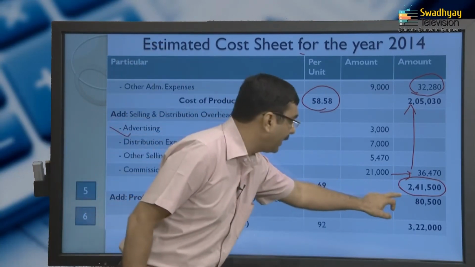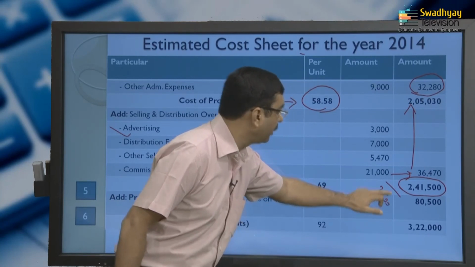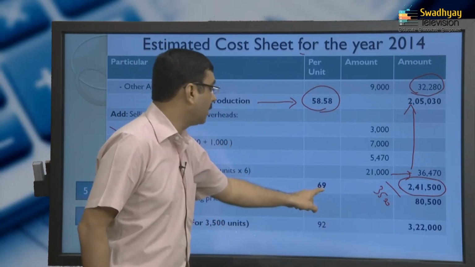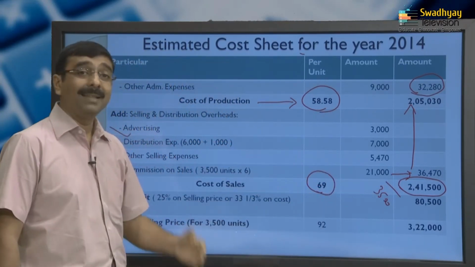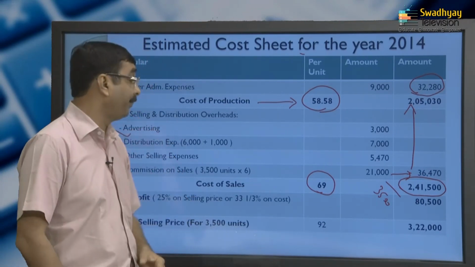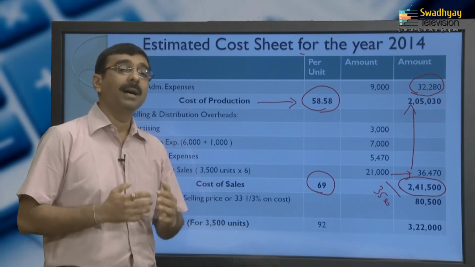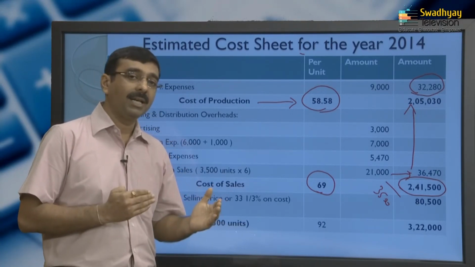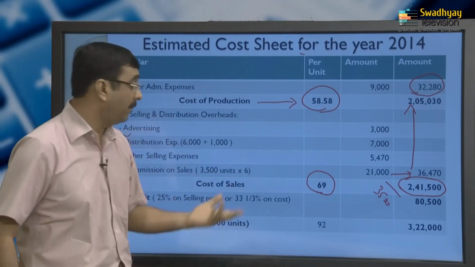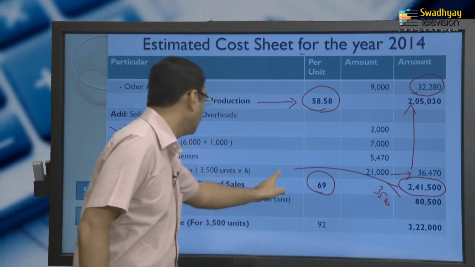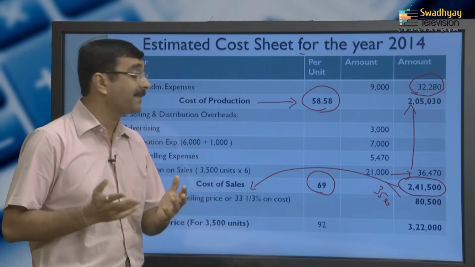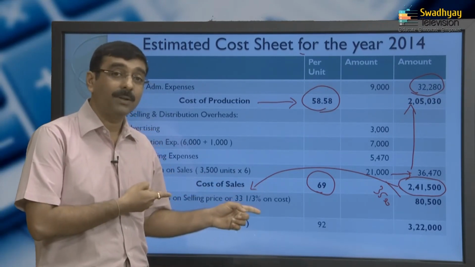2,41,500 divided by 3,500 units, which is estimated for manufacturing in year 2014, comes to 69 rupees. And this is your cost of sales or total cost per unit. Now the main part is profitability. As they mentioned in the last part of the question, they need to charge 25% profit on sales. But as we already found out the cost of sales, the total cost, that means we don't have the amount of sales, and they asked to charge the profit on sales.